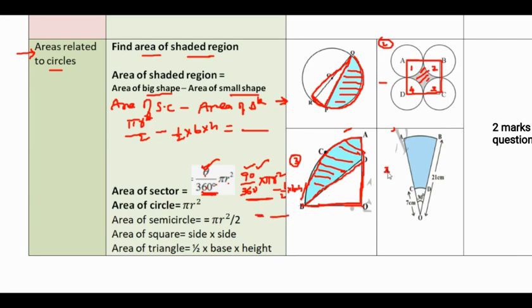Moving to the last part of this areas related to circle chapter, this shaded part is nothing but area of big sector minus area of small sector, which gives you the area of shaded region. This blue part is the shaded region. So this is a compulsory question in upcoming exams.